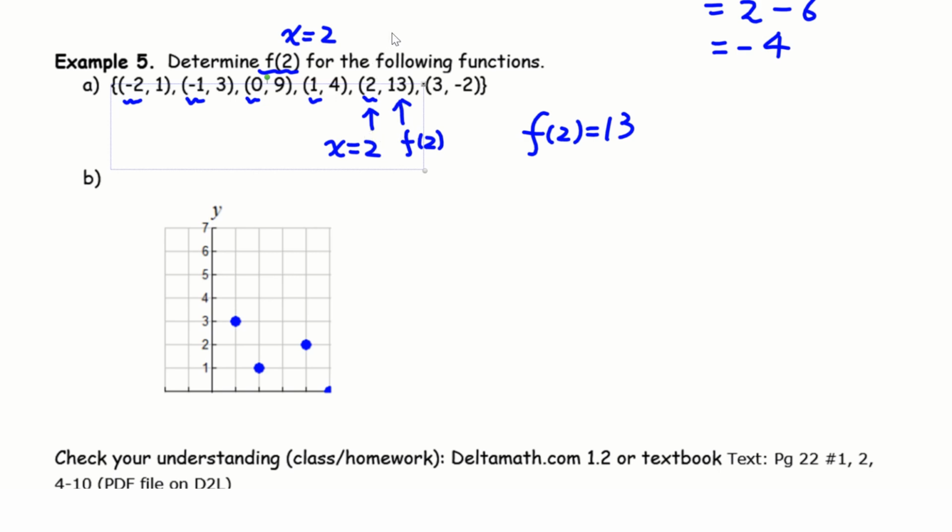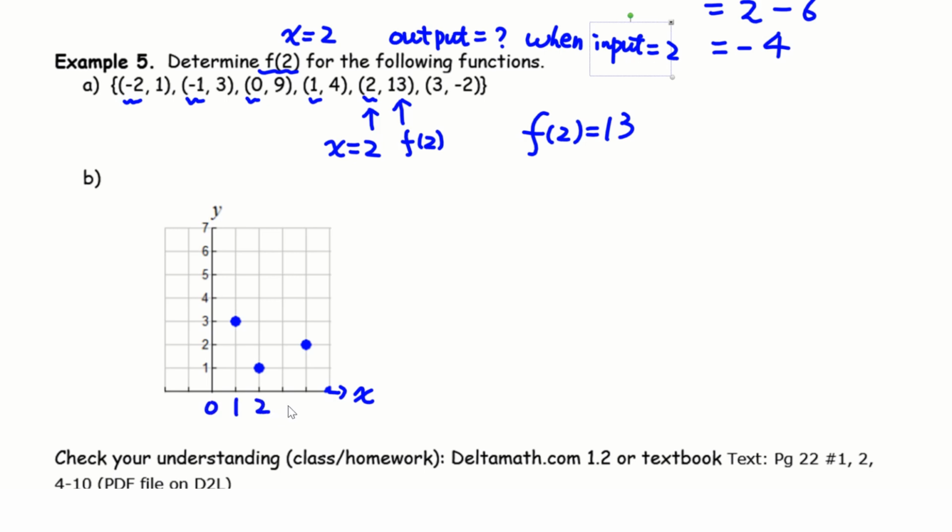So you are looking for the output when the input is 2. So this is what function notation means. F at 2 means output for input is 2. So this one graph is given. It asks you when x equals 2, what's the output, what's the dependent value, what's the y value.